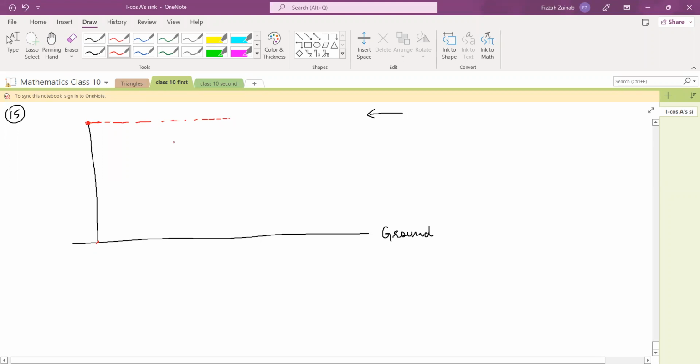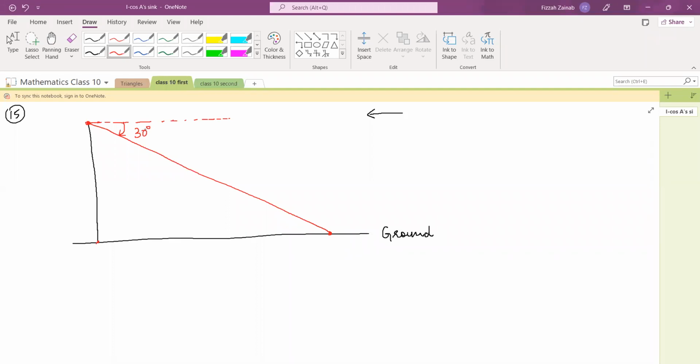Observes a car at an angle of depression of 30 degree, which is approaching the foot of the tower. So earlier, let's say the car was here, right? So what is the angle of depression? So if the car is here, the angle of depression is 30 degree, correct? Which is approaching the foot of the tower with a uniform speed, all right? 6 seconds later, the angle of depression of the car is found to be 60 degree.